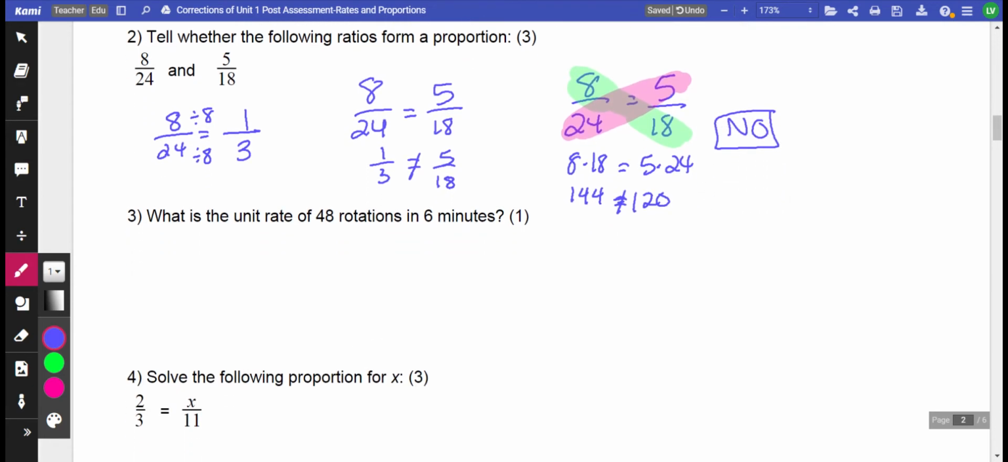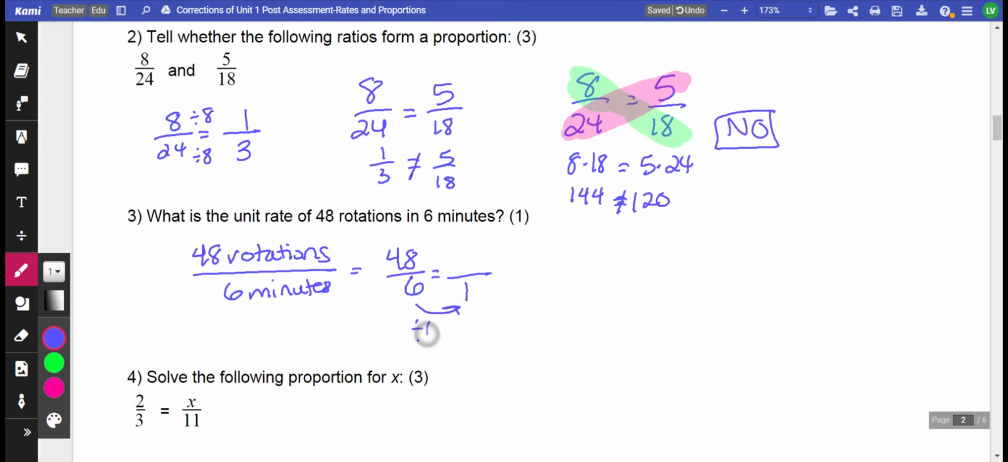All right, so number 3. What is the unit rate of 48 rotations in 6 minutes? So I'm going to make this as a ratio of 48 rotations in 6 minutes. Just like I did with the first problem, I'm just going to take out the descriptors and just have the numbers of 48 divided by 6. Well, a unit rate means that I have to have a denominator of 1. So that means that to get from 6 to 1, I have to divide by 6.